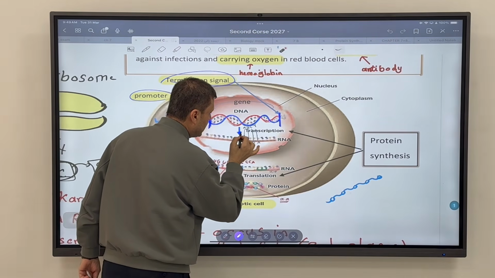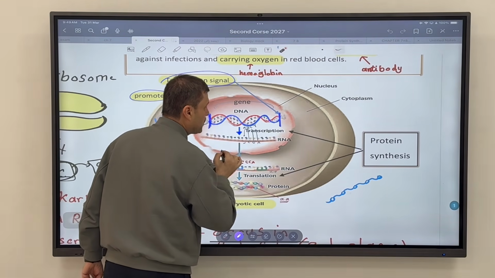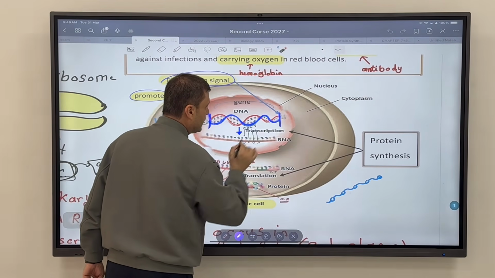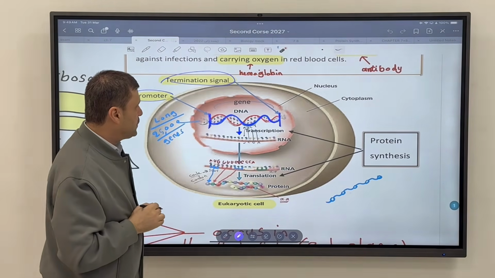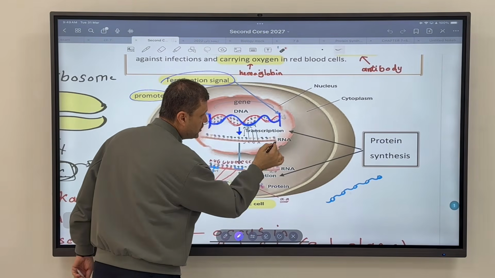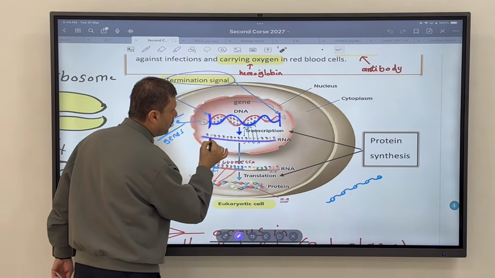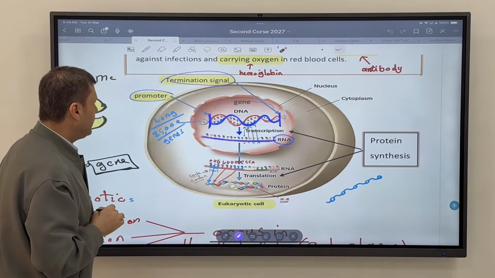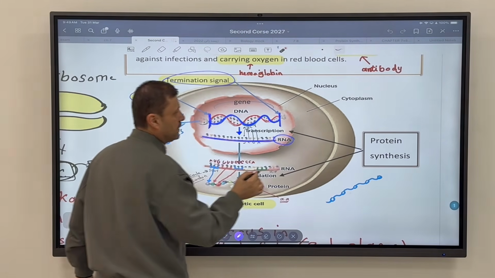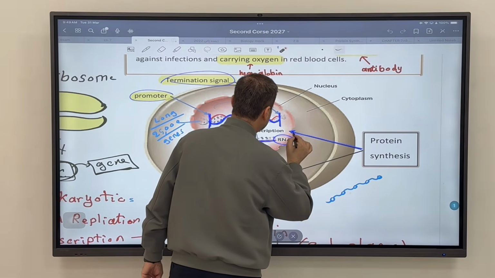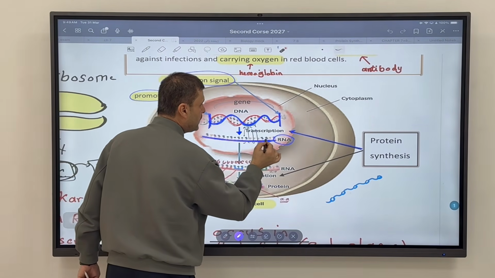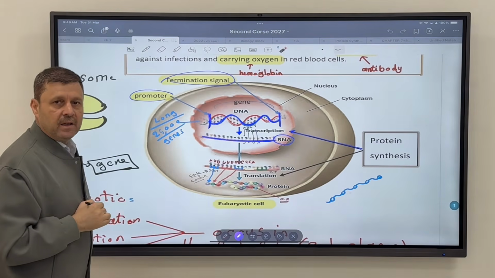First, the gene is copied. Okay? During transcription, first the gene is copied. But be careful, only one strand is copied. The process is called transcription. And the copy of the gene is called RNA. In the first step of protein synthesis, which is called transcription, the gene is copied, and the process is called transcription, and the copy of the gene is called RNA.